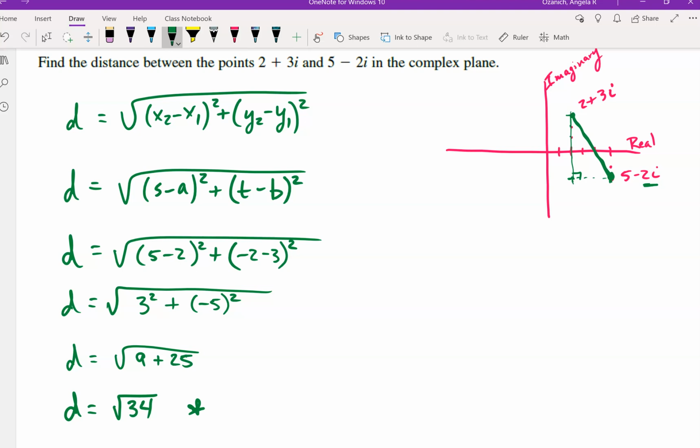Let's see, that looks like it's going to be about right, about 5 point something. We know the difference here was 3. We know the difference here gave us a 5 by 3. So 5 point something, square root of 34. Square root of 36 is 6, so maybe 5.7. Something along those lines. That seems about right.